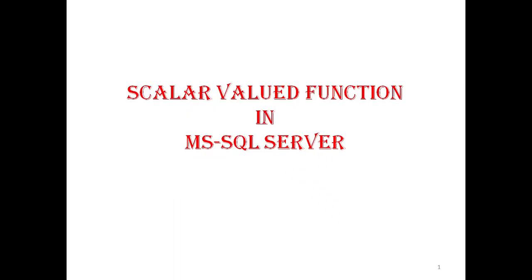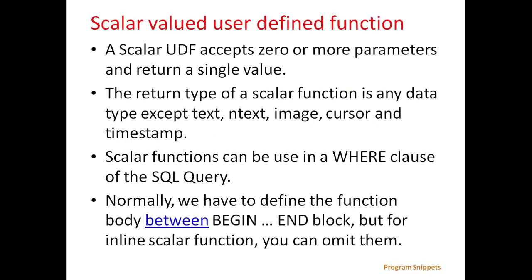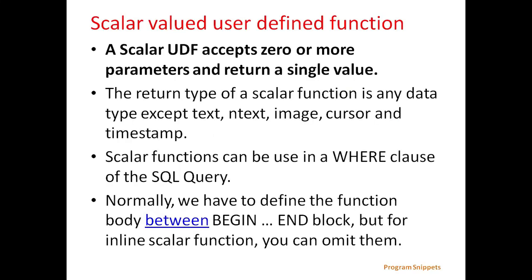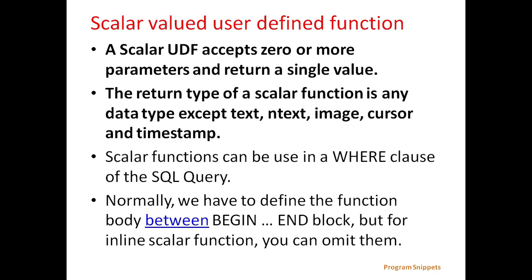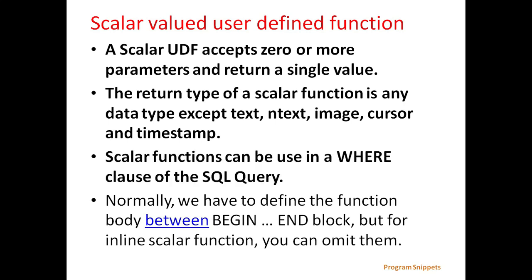Here we will see scalar valued function in SQL Server. A scalar valued user defined function accepts 0 or more parameters and returns a single value. The return type of a scalar function is any data type except text, ntext, image, cursor and timestamp. Scalar functions can be used in the where clause of the SQL query.